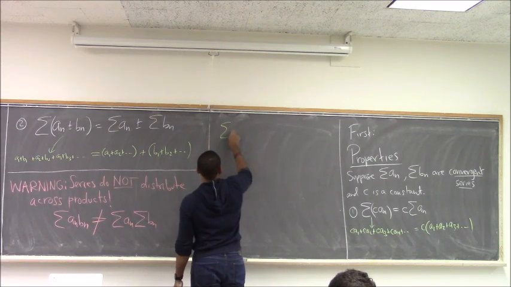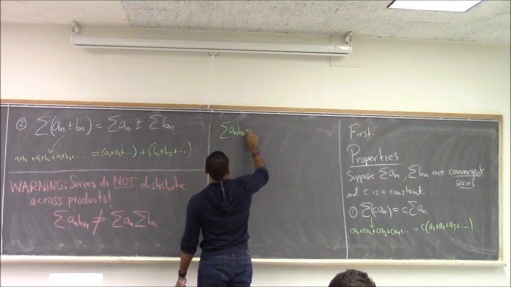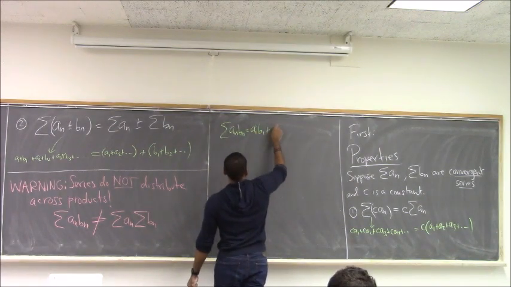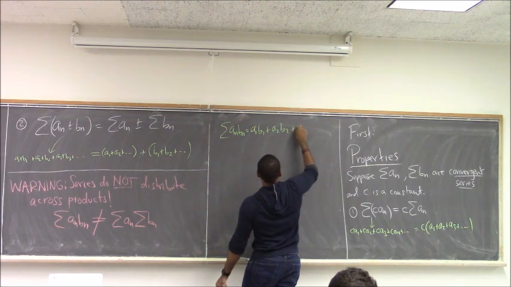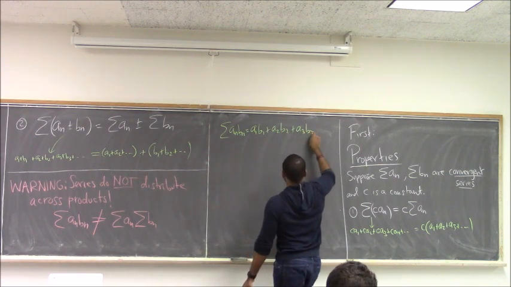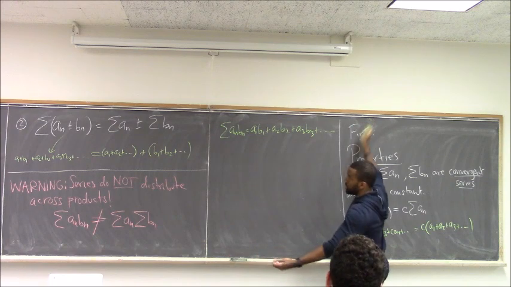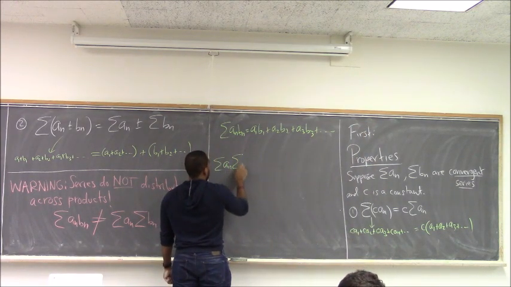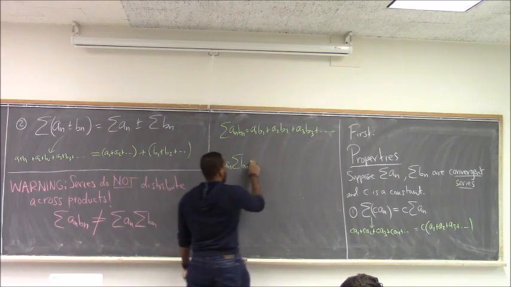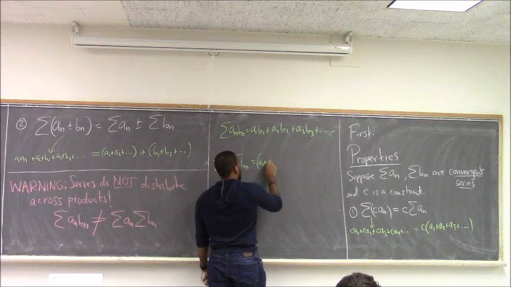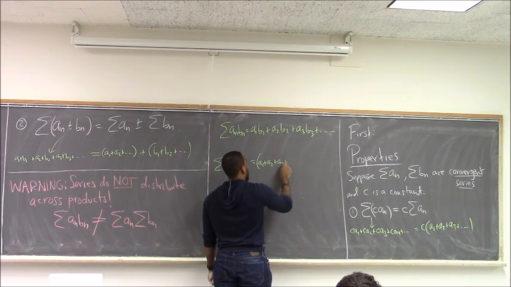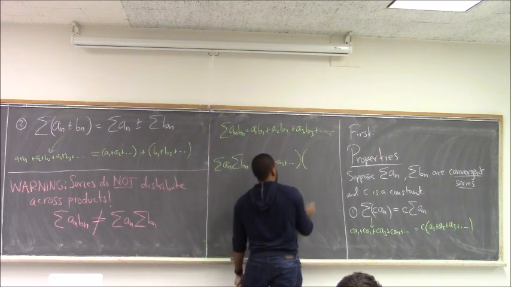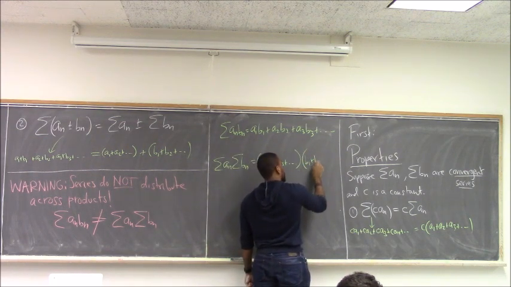Well, if you take the sigma of AN BN, that's just A1 B1 plus A2 B2 plus A3 B3 plus going on forever. Whereas if you take the sigma of AN times the sigma of BN, what you're doing is you're taking all the A's added up together, and then multiplying that by all the B's added up together.